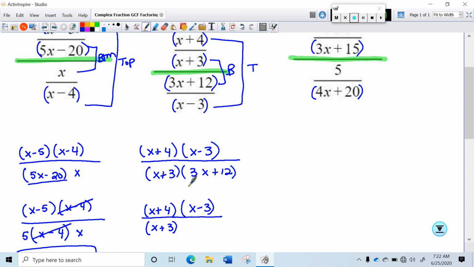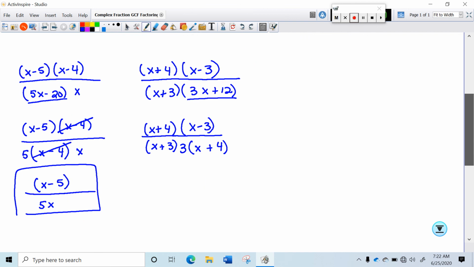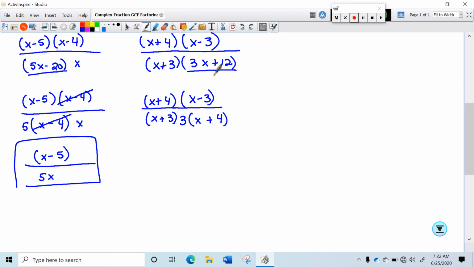Okay, 3x plus 12. We can divide the 3 and the 12 by 3, so let's divide those by 3. I have a 3 and an x. I took a 3 out, so that's an x, plus sign. 12 divided by 3 is 4. Now we're going to look on the top and the bottom, the numerator and denominator, to see if we can cancel anything out. X plus 4 cancels.